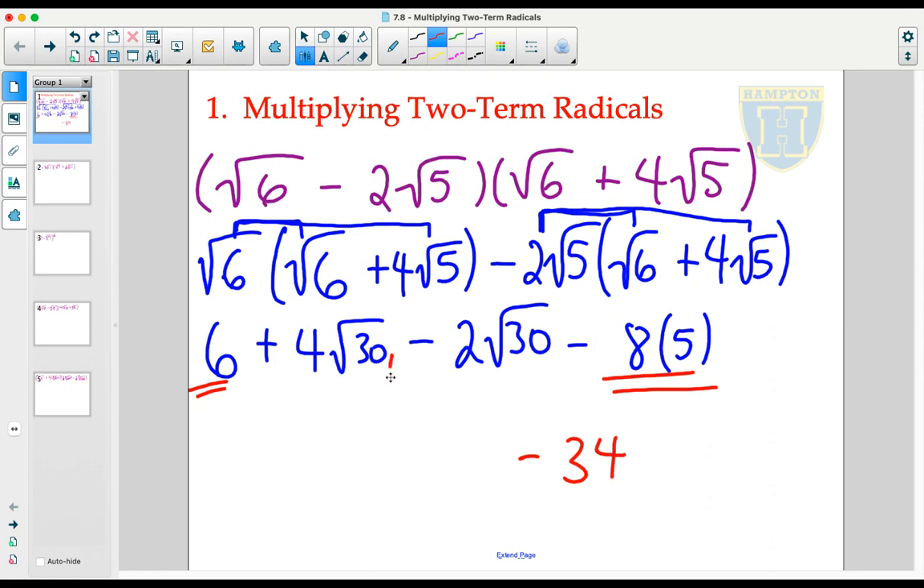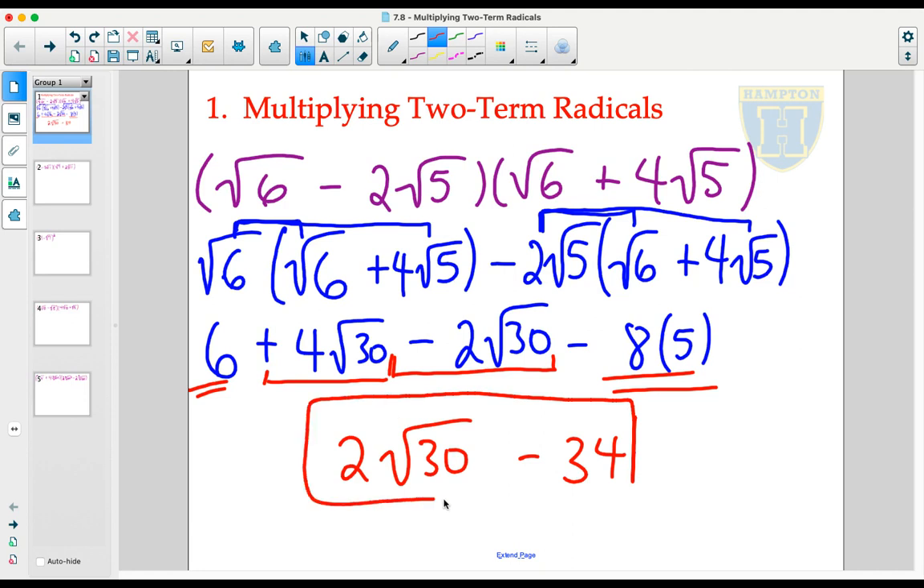And you'll notice in here that we have two terms that have radical parts where the radicand is the same. Because the radicand is the same, we can subtract them. 4 root 30 minus 2 root 30 is just 2 root 30. And this is the final form of our expression.